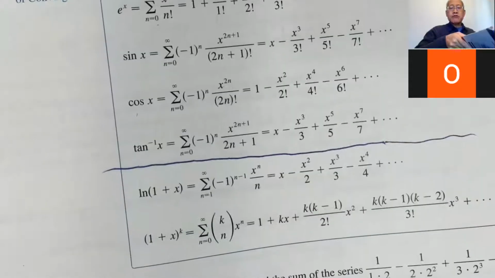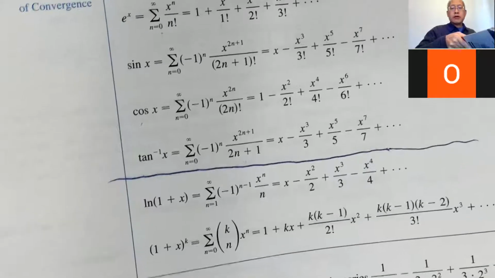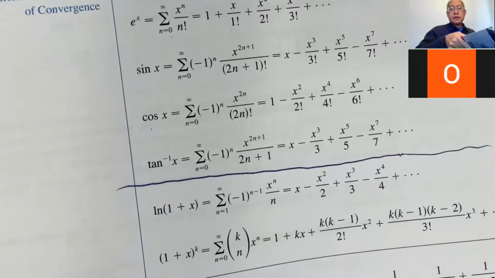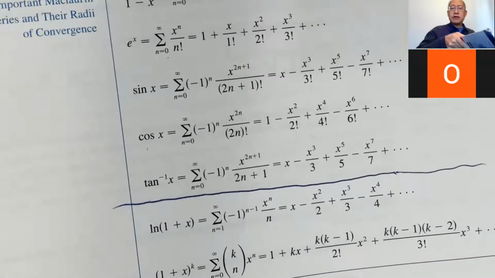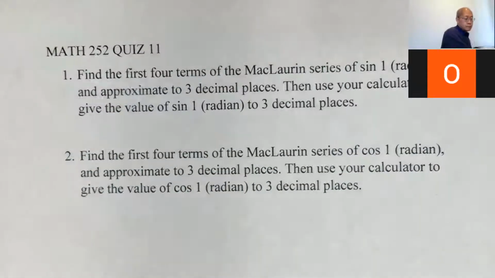1 minus x squared over 2 factorial plus x to the 4th over 4 factorial minus x to the 6th over 6 factorial. You do have to figure out the factorials, right? I guess the highest you have to go is 7 factorial. That's easy to work out. 1 times 2 times 3 times 4, 5, 6, 7.